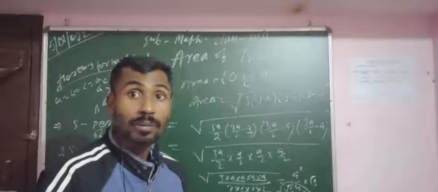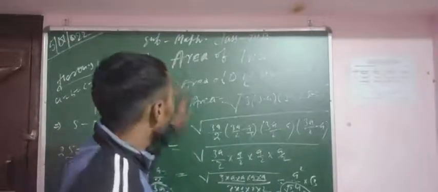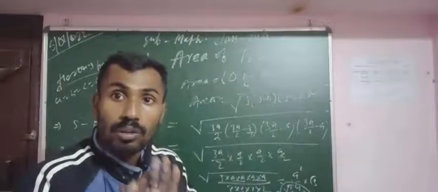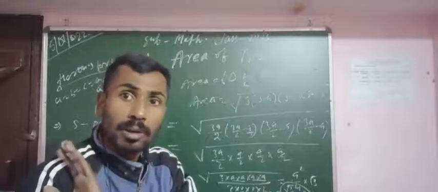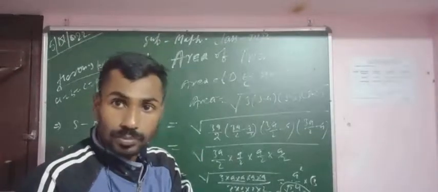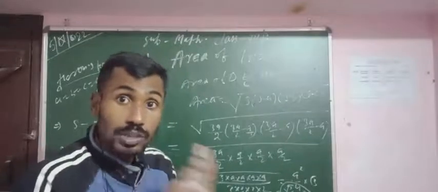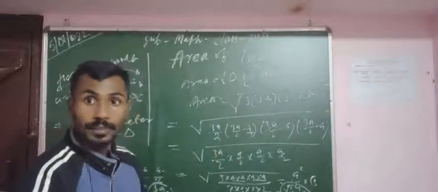Okay, so in case of equilateral triangle we will not use Heron's formula to calculate the area of triangle, or another formula half into base into height. We will not use this formula. Okay, we will directly use this formula, root 3 by 4 into a square.